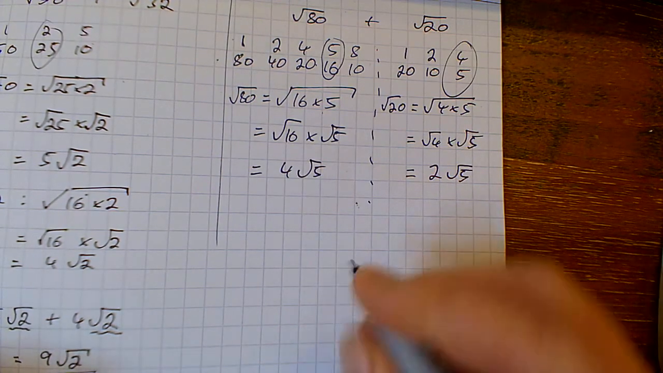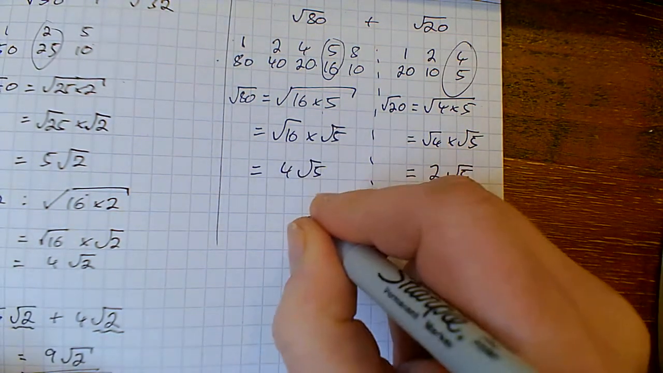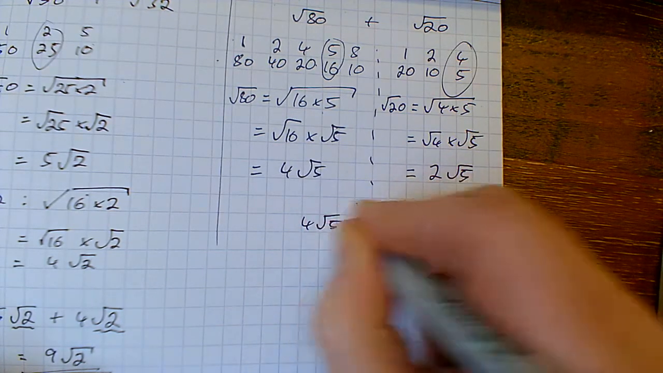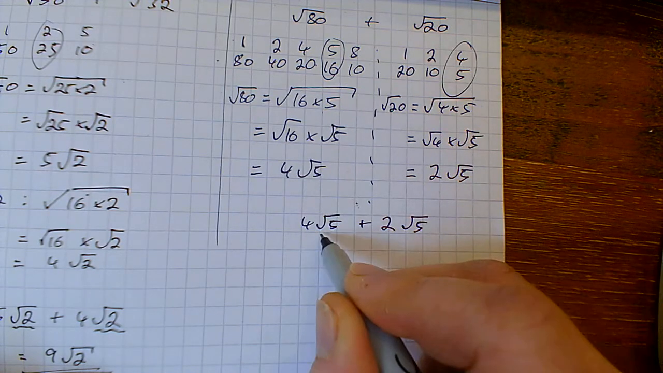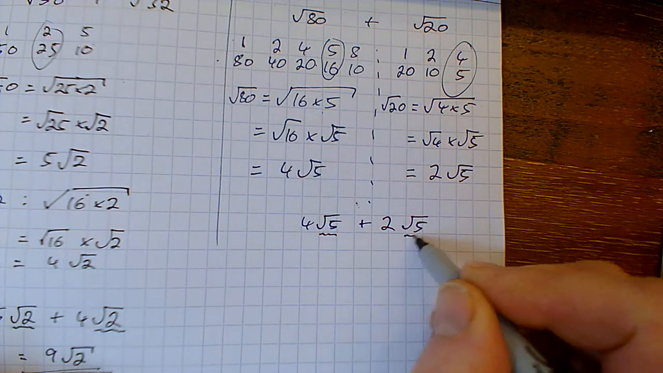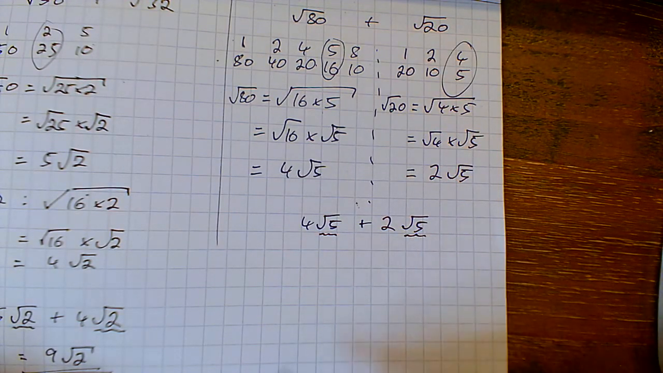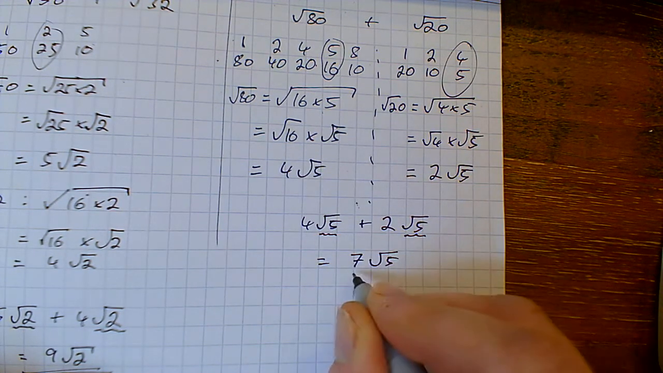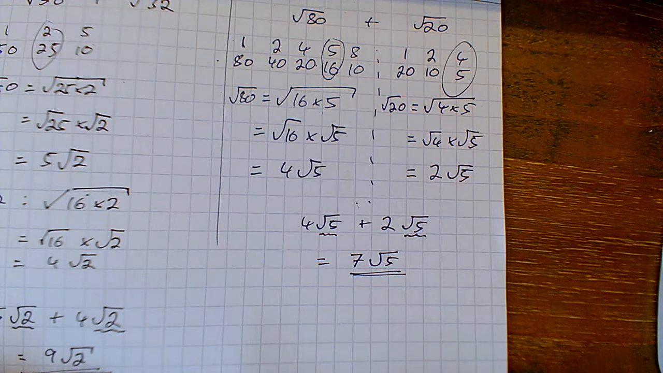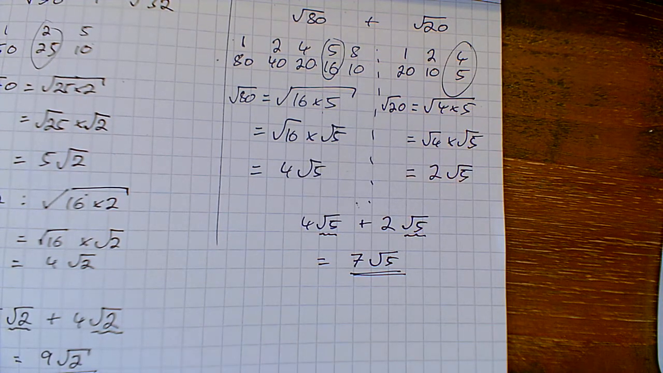If I now add them together, I'm going to do 4 root 5 plus 2 root 5. I've got 4 root 5's here. I've got 2 root 5's here. Altogether then, that is 6 root 5's. And that's it. So that is for the later questions in the exercise.